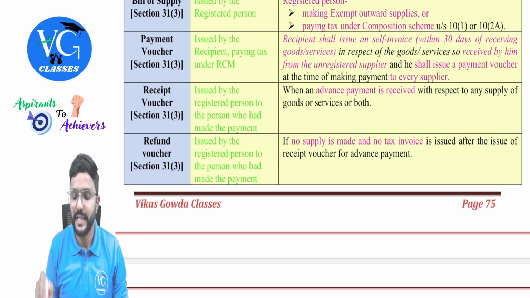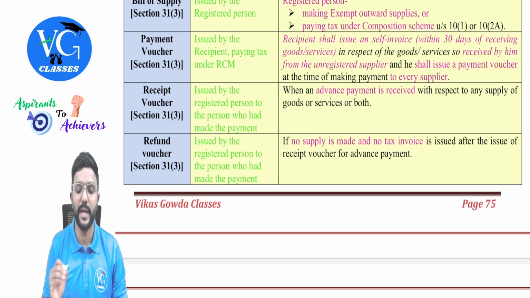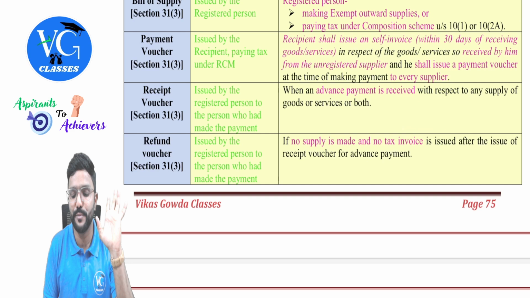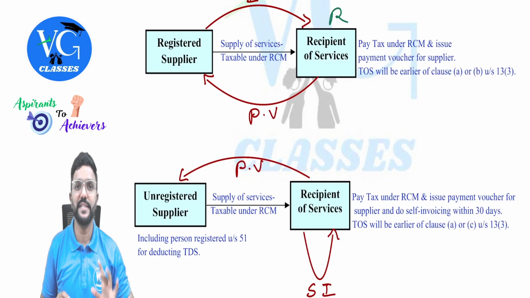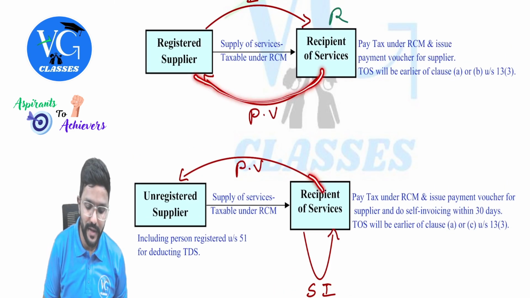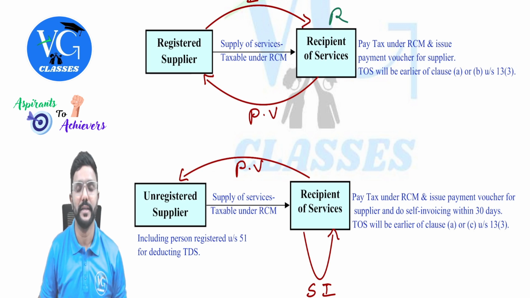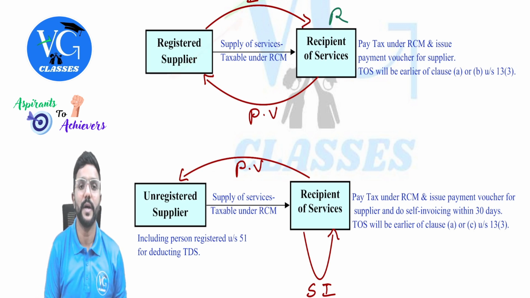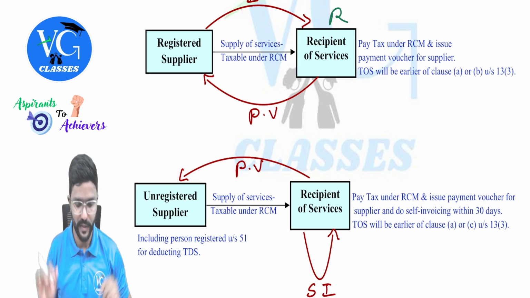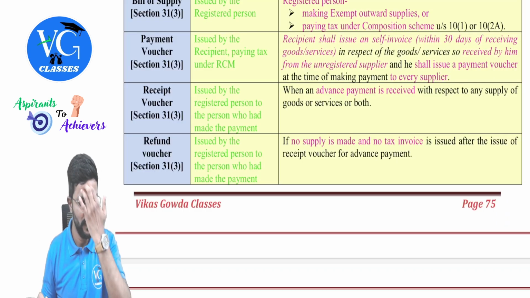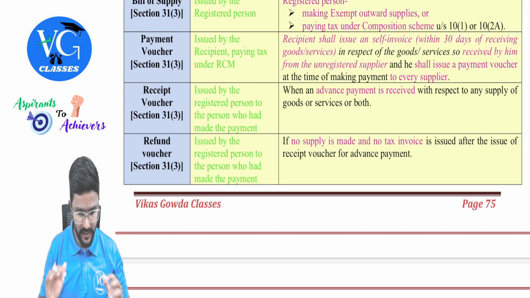And he shall also issue a payment voucher at the time of making the payment to every supplier. See, payment voucher will always be there, people. Whether the supplier is registered or not, the recipient should always issue a payment voucher. Whenever RCM is applicable, the recipient has to issue a payment voucher to the supplier, whether the supplier is registered or not registered.